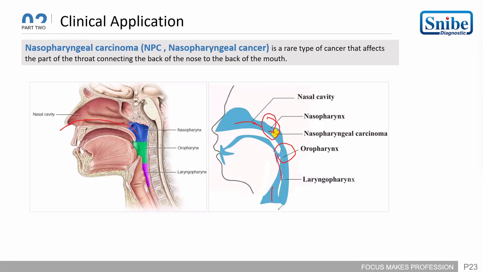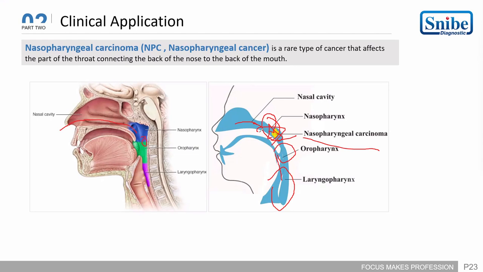And then the lower part of the oropharynx is called the laryngopharynx. So the naso-, oro-, and laryngopharynx are parts of the nasal cavity. If a carcinoma occurs at this stage, close between the nasopharynx and oropharynx, that's called a nasopharyngeal carcinoma. You can see here, if a carcinoma occurs in this area, it is called a nasopharyngeal carcinoma.